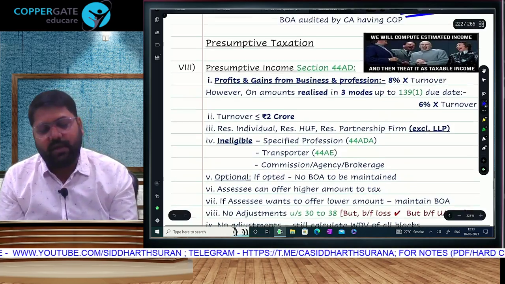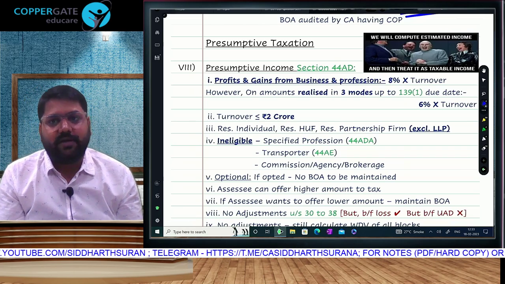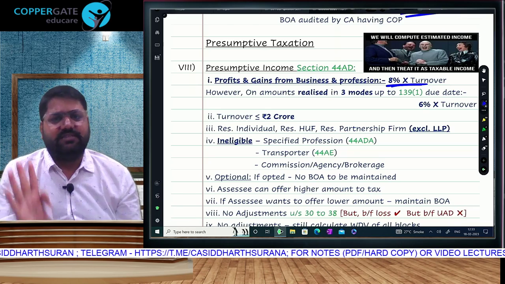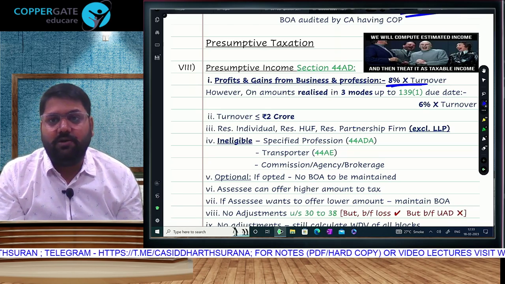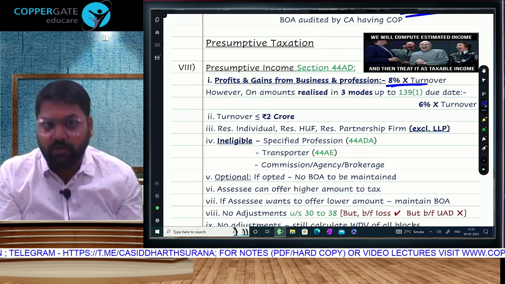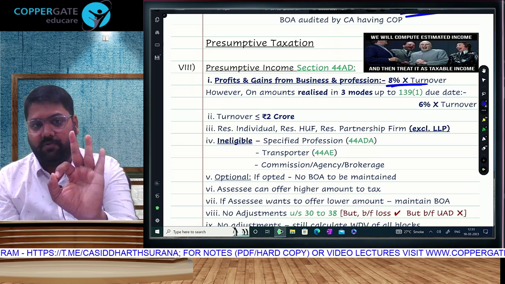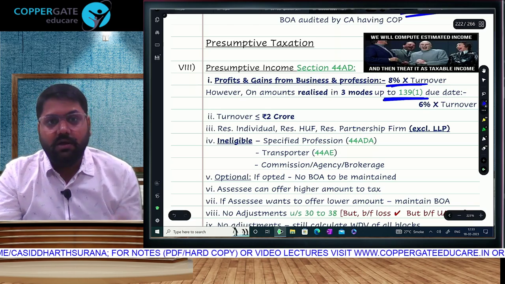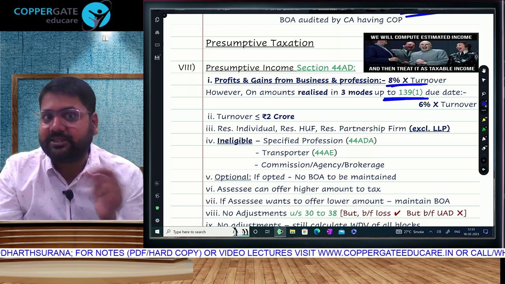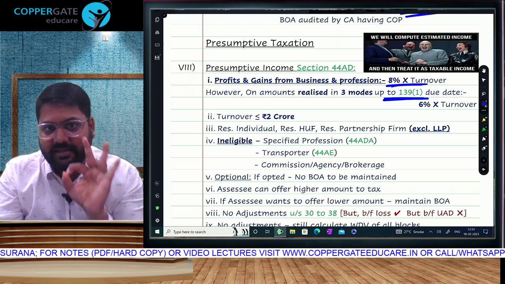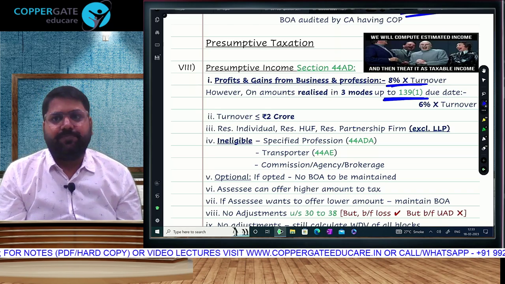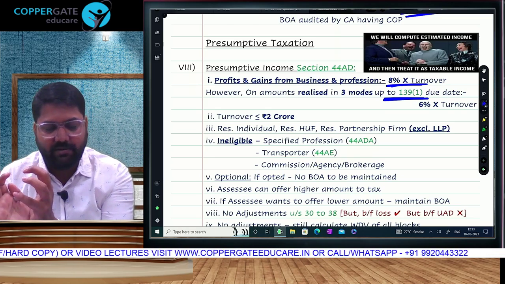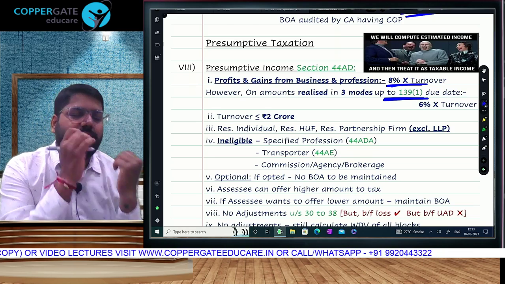Presumptive taxation, where you can offer an estimated income to tax, 44AD, 8% is the answer. 6% is applicable only on the turnover that is realized in the 3 allowable modes, account payee cheque, account payee draft, electronic mode, and that also up to due date of return filing. So cash 8%, outstanding on due date 8%, only realized in the 3 allowable modes we will apply 6%. 8 and 6 will coexist. Divide your turnover into 2 parts, realized in allowable modes up to due date, and other may include cash, outstanding, everything.